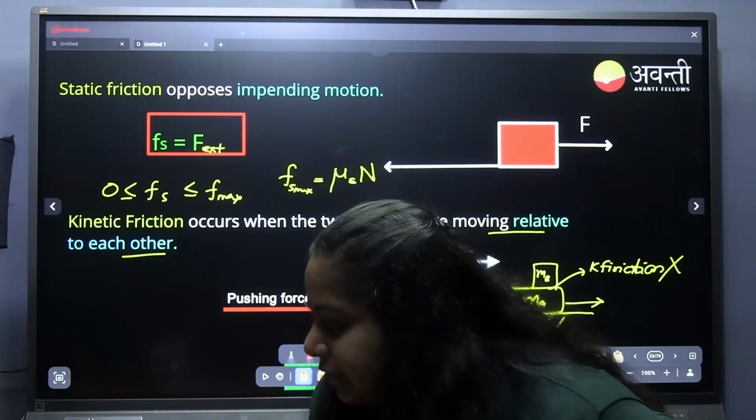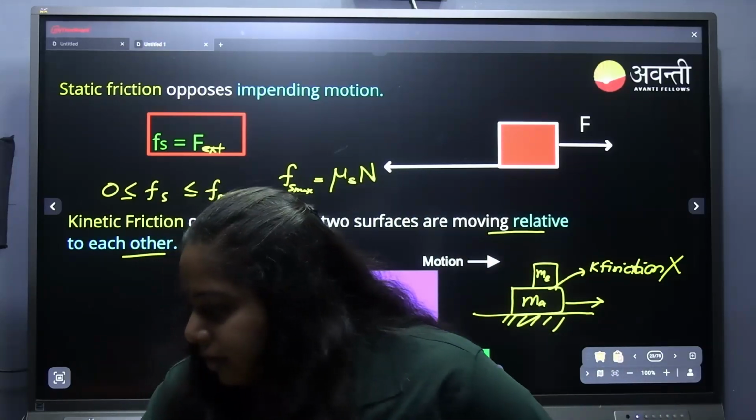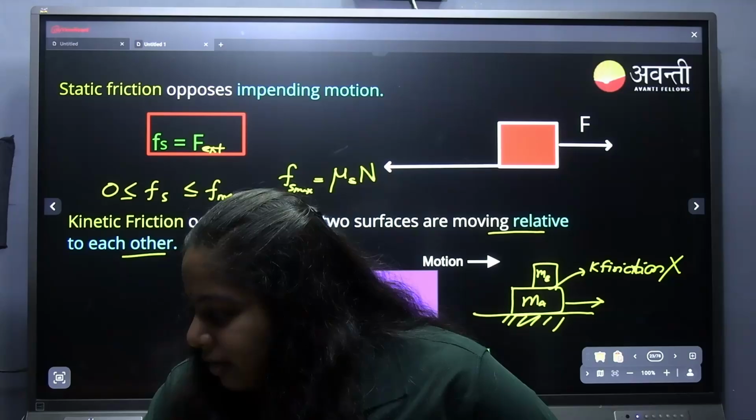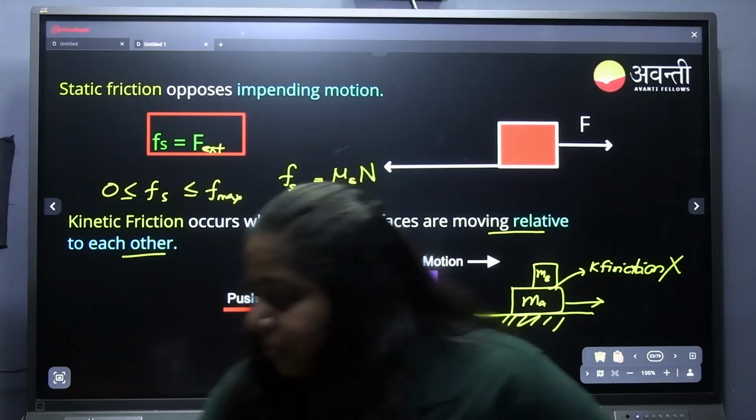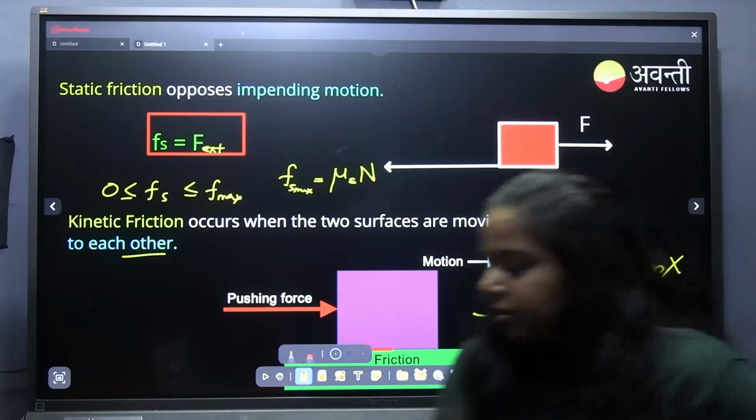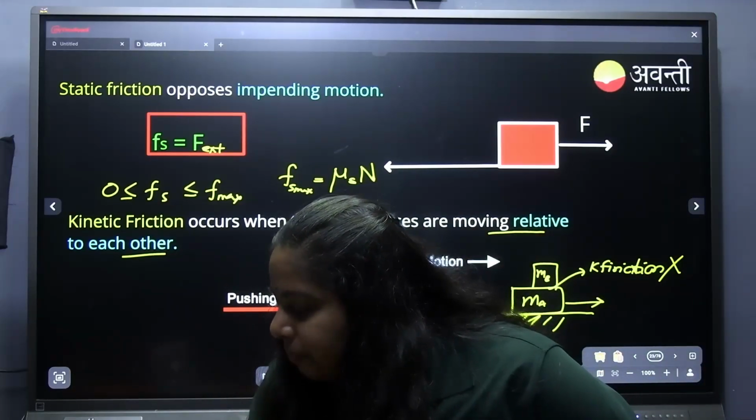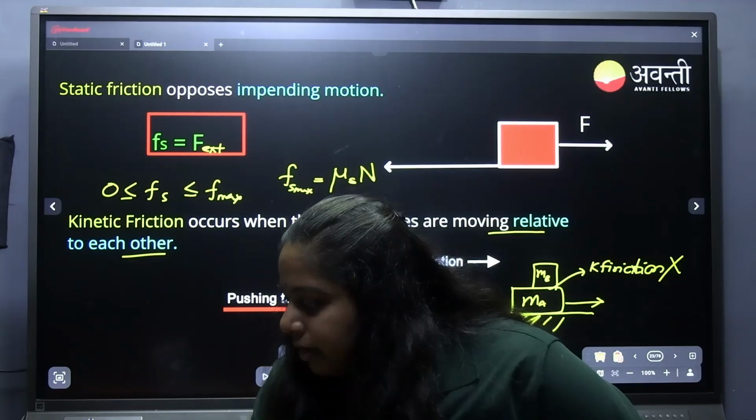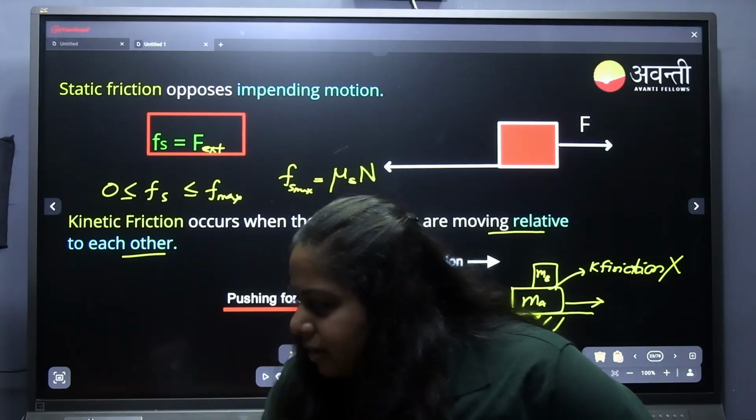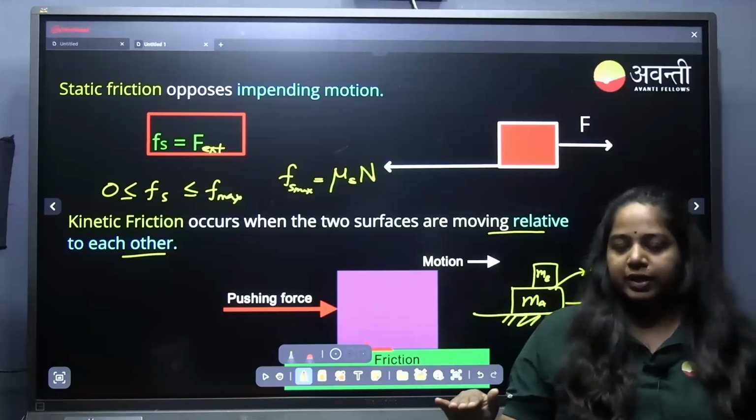Which part did you not understand? Somebody put a thumbs down. Ma'am, the difference between friction. Difference between? Both the differences in friction.